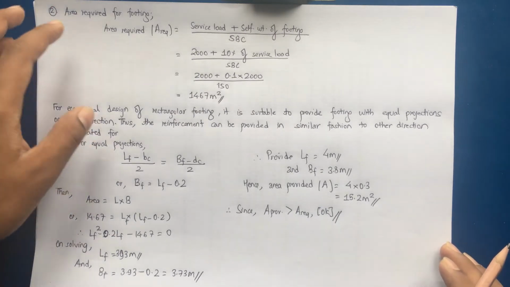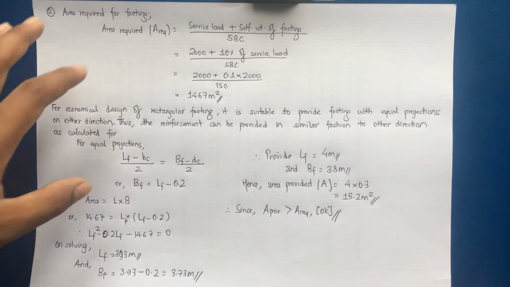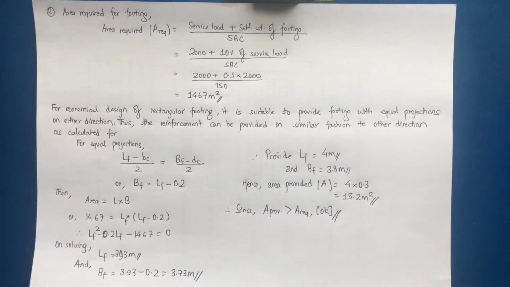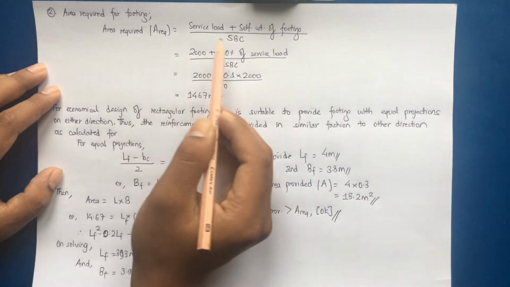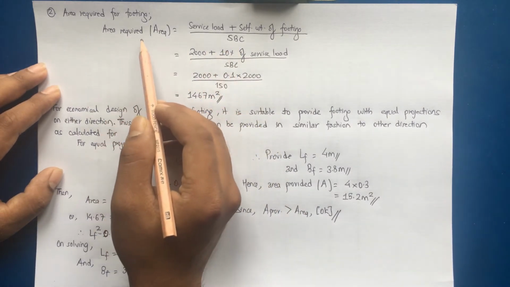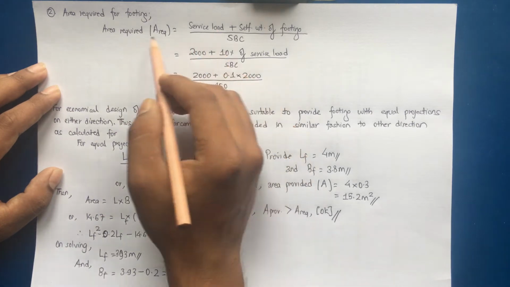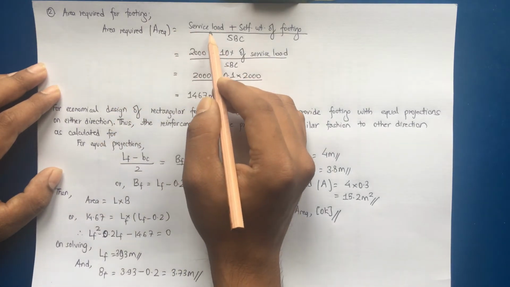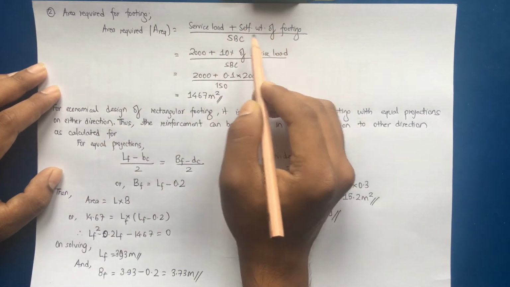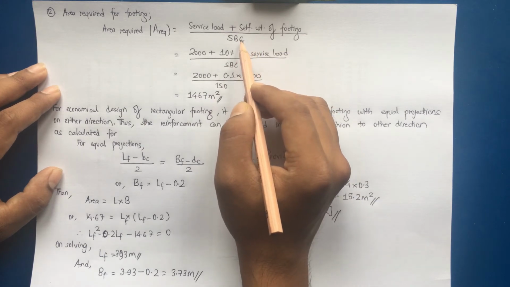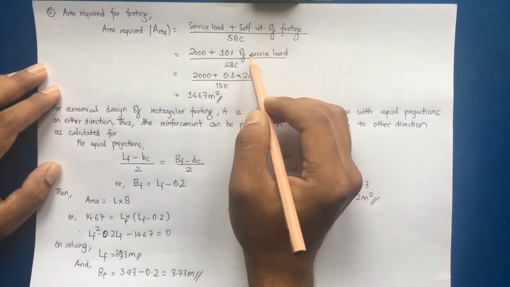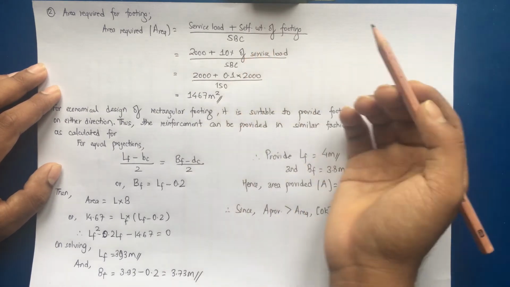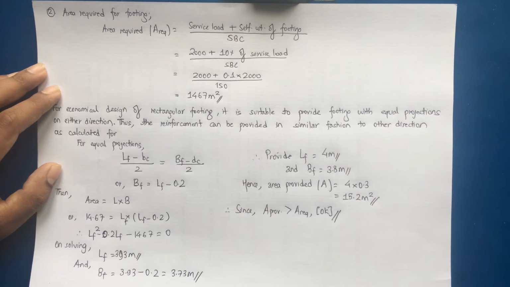Now we have to calculate the area required for footing. The area is calculated on the basis of the service load and the soil bearing capacity. So the greater the value of soil bearing capacity, the smaller the area required. For area required, we have the formula: service load plus self weight of footing divided by soil bearing capacity. In general practice, the self weight of footing can be taken as 10% of the service load. Yes, we can also calculate it by using the depth of foundation and the soil bearing capacity.